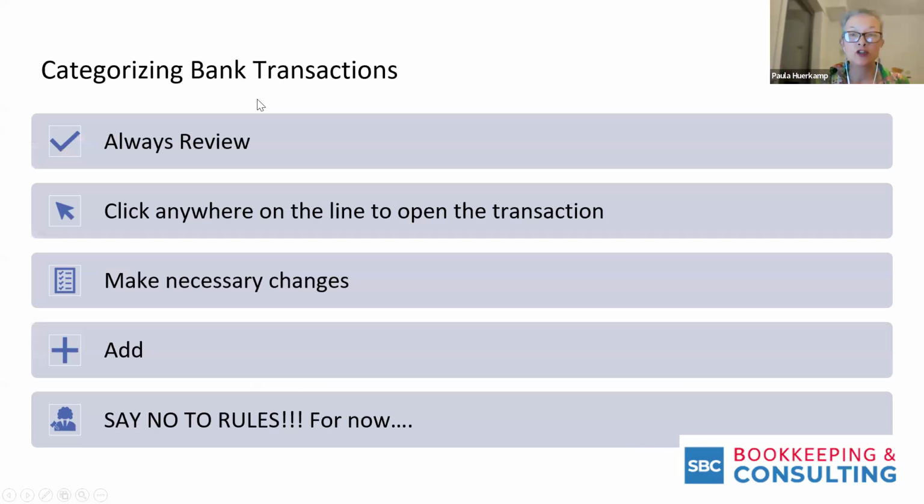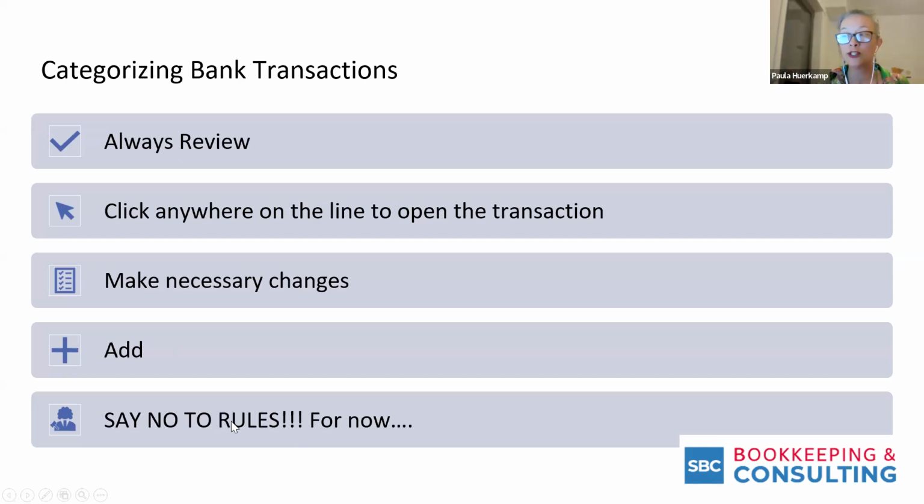And so when categorizing bank transactions, you always want to review them on the bank feed and then categorize them as they come in. You can click anywhere on the line to open that transaction. Again, that gray drop-down menu, so that way you can be a little bit more specific in how you are assigning or splitting your transactions. And you can make necessary changes in that drop-down window, as well as look back at posted transactions and change them there. And then you can add items as well. You can attach your receipts in that drop-down window if you haven't had a chance to do that already.